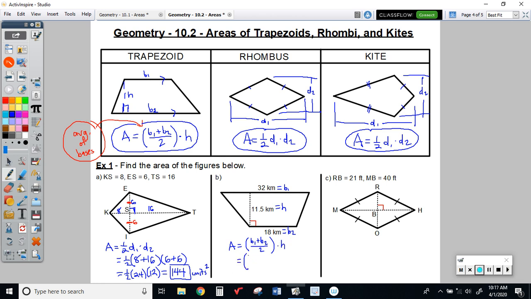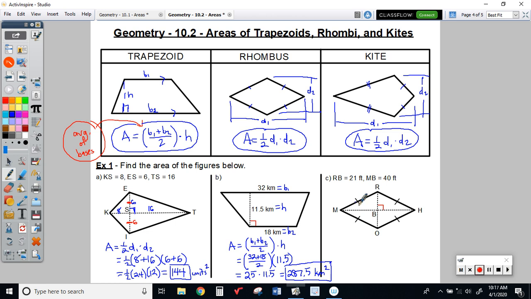You've got 32 plus 18 divided by 2 times 11.5. I could have written a dot or parentheses, works just as well here. So this would be 50 over 2, which becomes 25. So you have 25 times 11.5 on this one. If you plug that into a calculator, or if you're really good at the mental math, you'd get 287.5. And units are given here. This is a very big trapezoid, kilometers squared. So 287.5 kilometers squared.